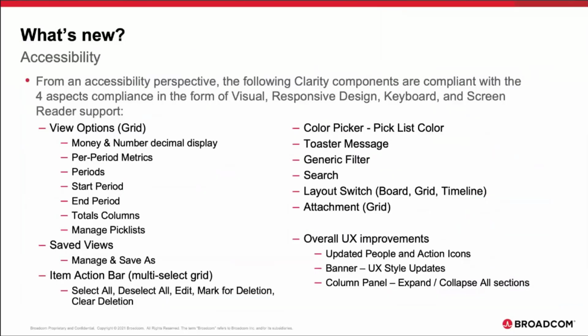What's new? So this release includes several foundational accessibility improvements encompassing visual design, responsive design, keyboard navigation, and screen readers. More specifically, all aspects of view options were addressed, saved views, the item action bar, the color selection capability in pick lists, toaster messages, the configurable filtering and search capabilities, the board, grid, and timeline view controls, and the attachment common component access from the grid has been updated in this release.